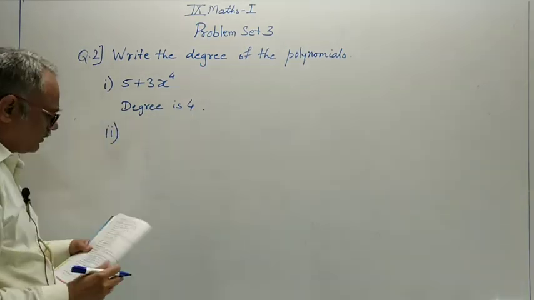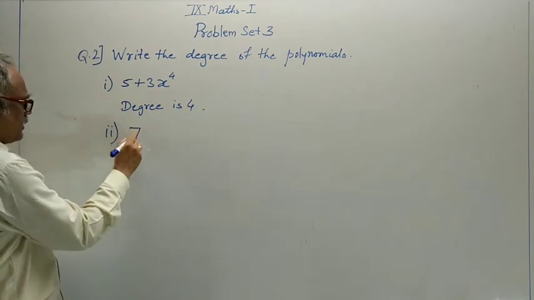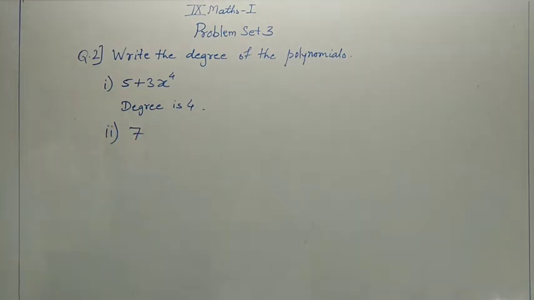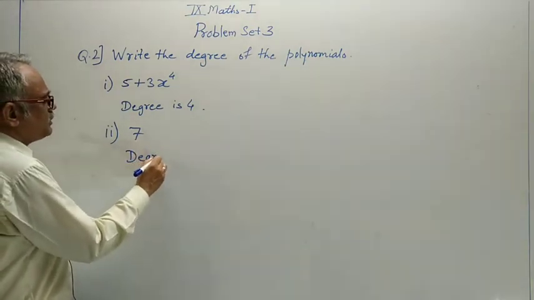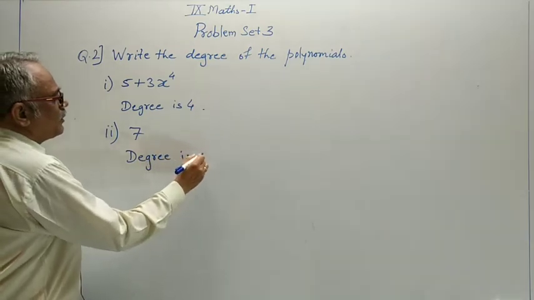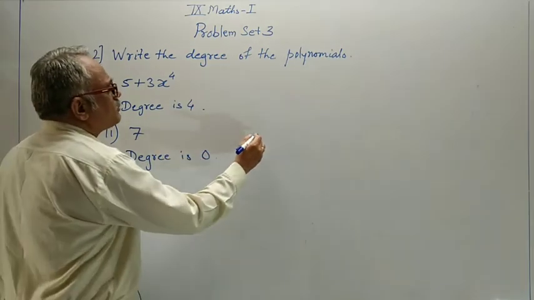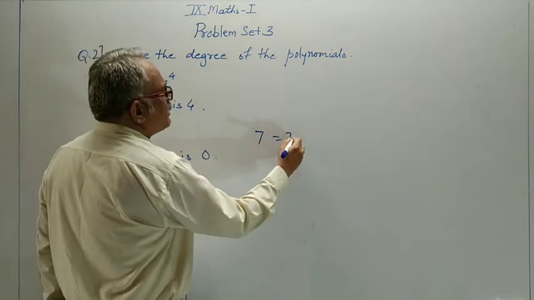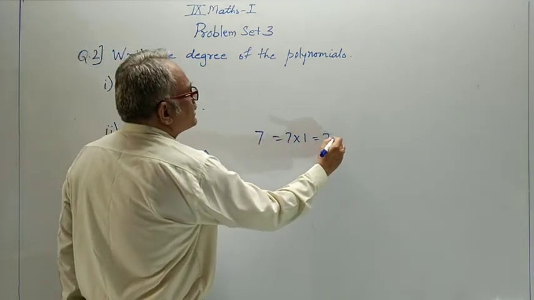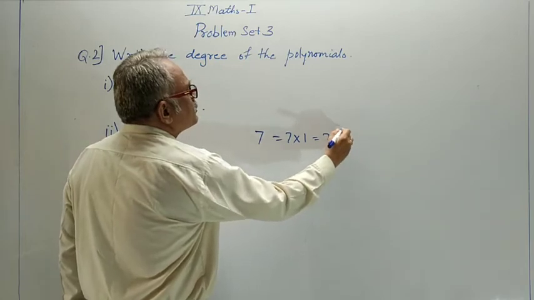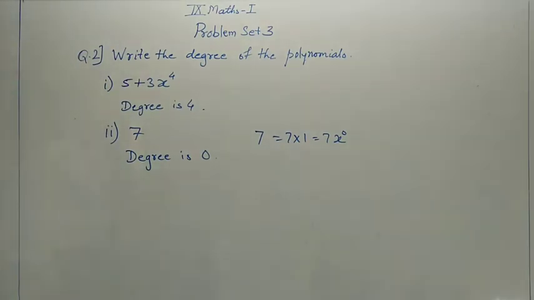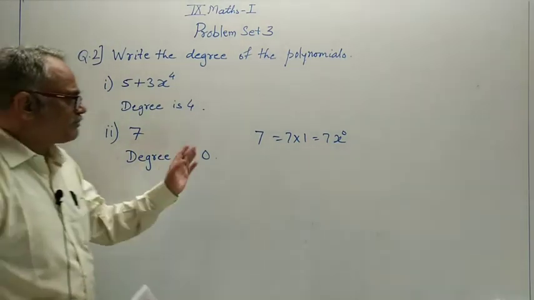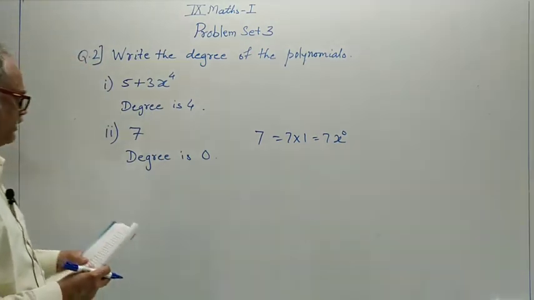Second, 7. 7 is a non-zero constant. A non-zero constant has degree 0. In the fill in the blanks and MCQ also we learn the degree is 0. Why is the degree 0? I will give you a short explanation. 7 means 7 into 1. It can be written as 7 into variable x raised to 0. Anything raised to 0 is 1. So the degree is 0. The answer is only this much. This is the rough work for your understanding.